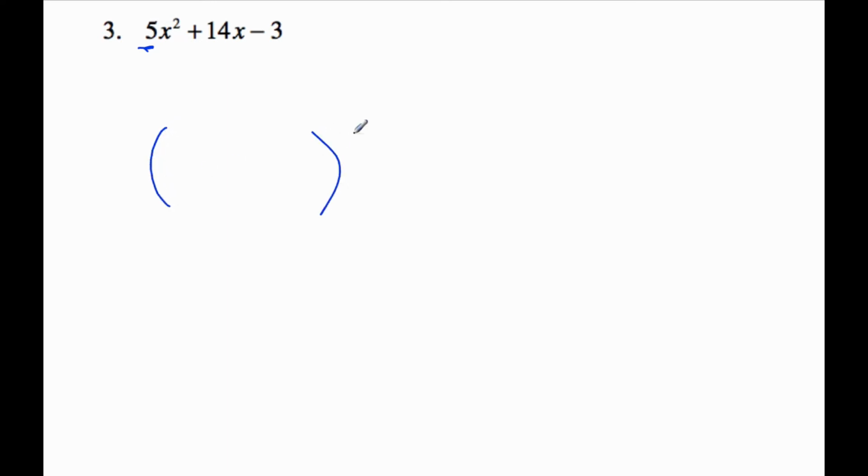I'm going to break my parentheses up. And I know these first two, when I multiply them, I have to get 5x squared. And so the only way that I can get 5x squared is if one is 5x and the other is x. Does it matter which one we put first? No, not in this case. We could make this x and this 5x. Doesn't matter.